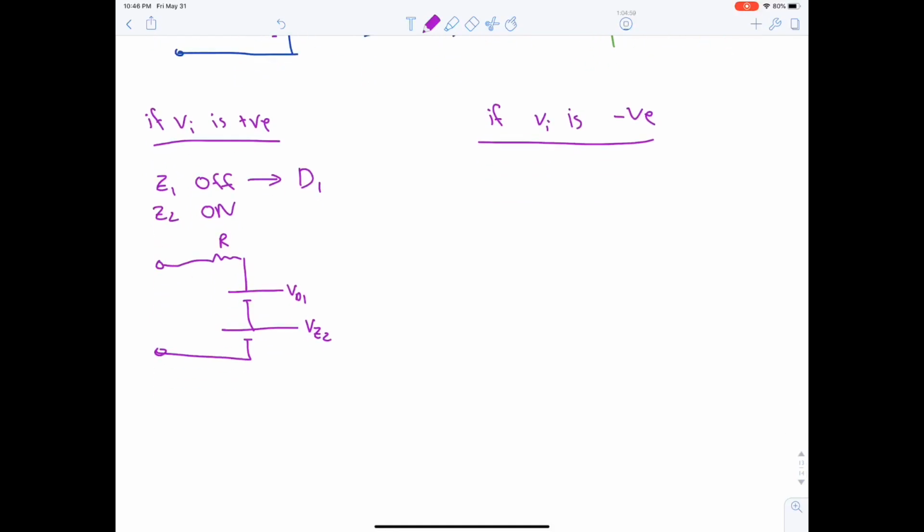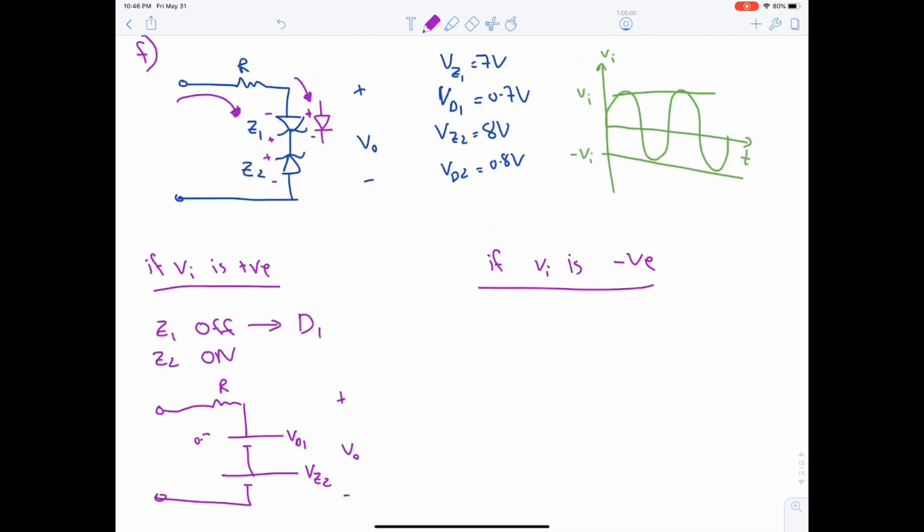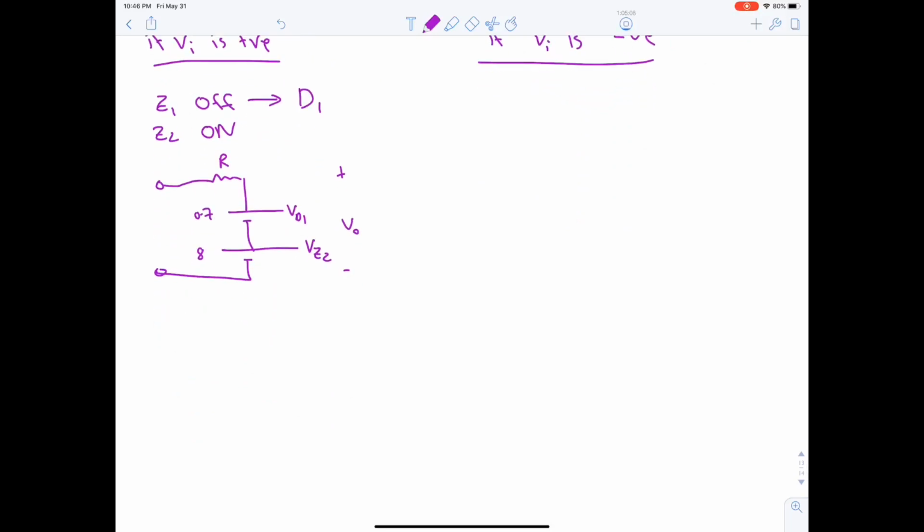So the output VD1 is 0.7 and VZ2 is 8. So the output will be, let's take step by step. This is 0, positive, hence this is 8. If this is 8, the sign that is furthest from us is positive, so it will be 8.7. So the output is 8.7 minus 0, 8.7 volt.